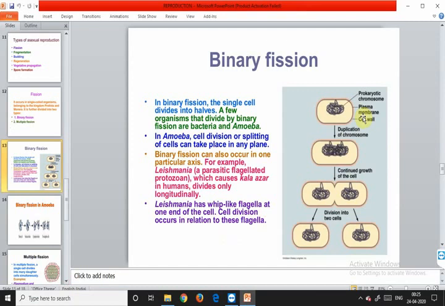This diagram shows the binary division, that is the prokaryotic chromosome. This is a bacteria. The duplication of the chromosome occurs and it is equally divided into the 2 cells, and then a wall is maintained between the two. The 2 daughter cells get divided and start to form a new organism.